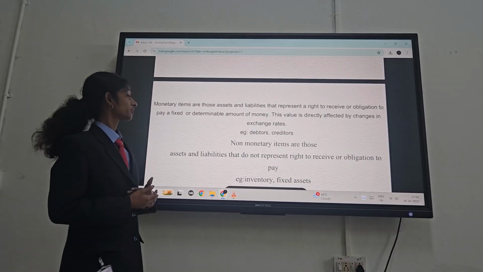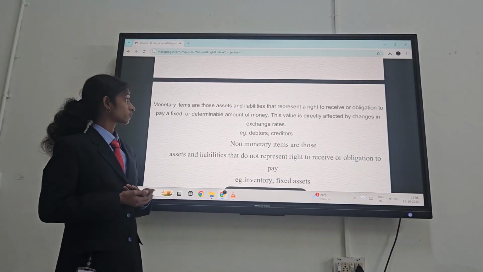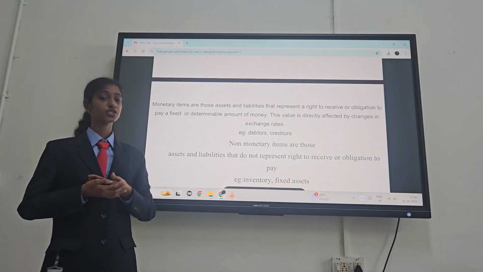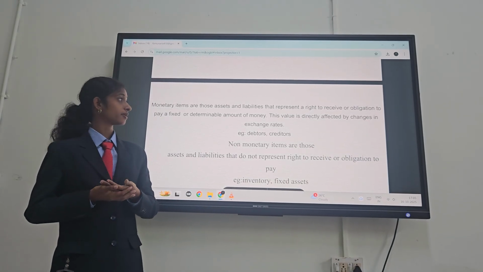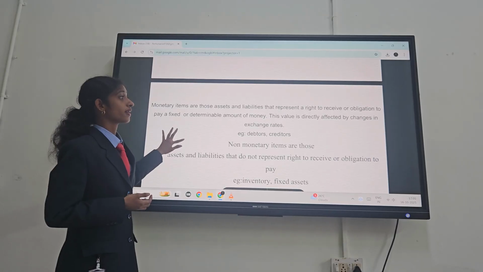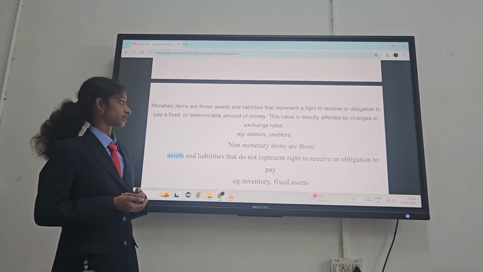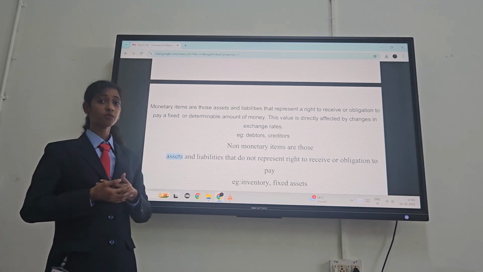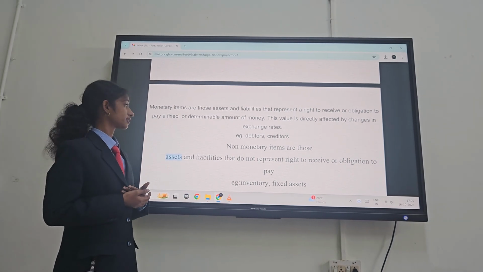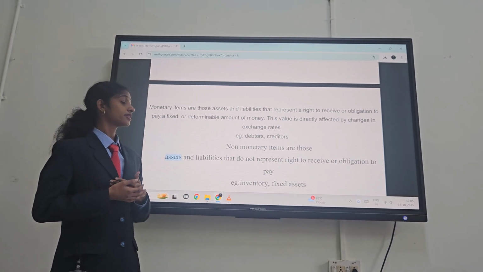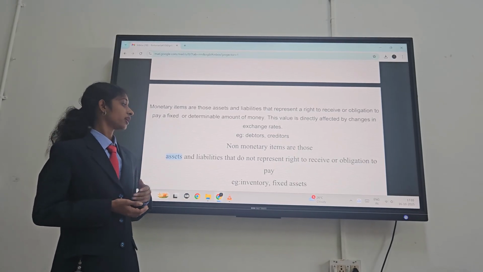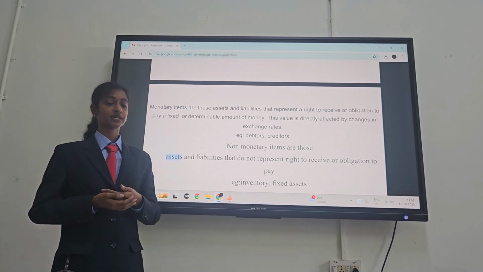Next item, monetary items. Monetary items are those assets and liabilities that represent a right to receive or obligation to pay a fixed amount of money. The value is directly affected by changes in exchange rates. For example, debtors, creditors. Next is non-monetary items. Non-monetary items are those assets and liabilities that do not represent the right to receive or obligation to pay a fixed amount. For example, inventory, fixed assets.